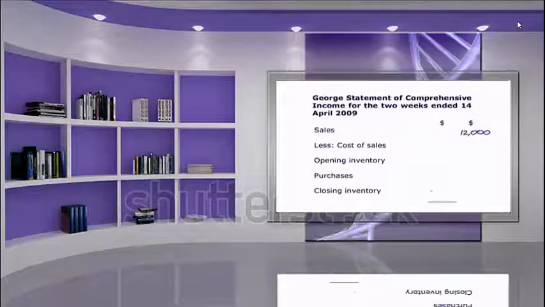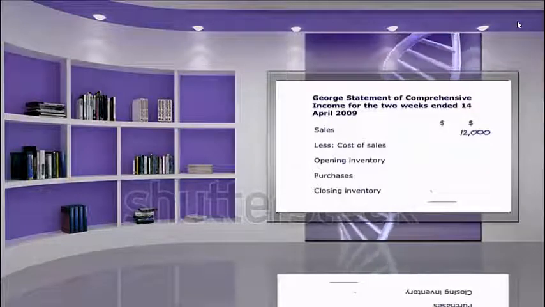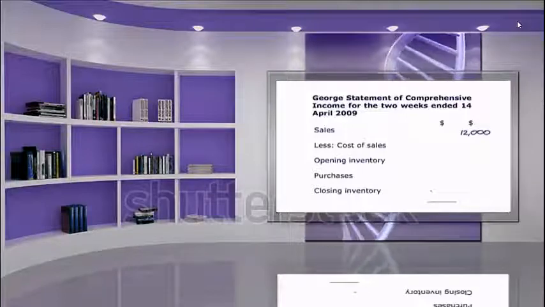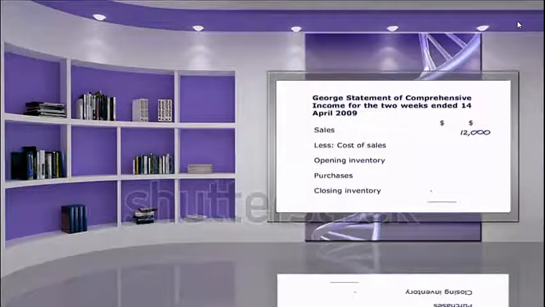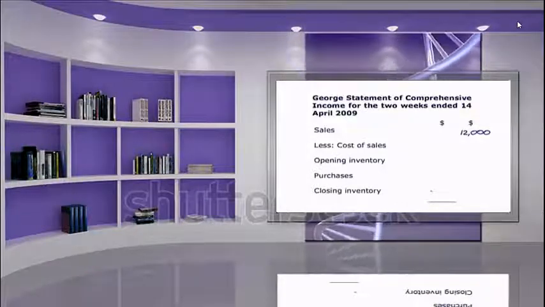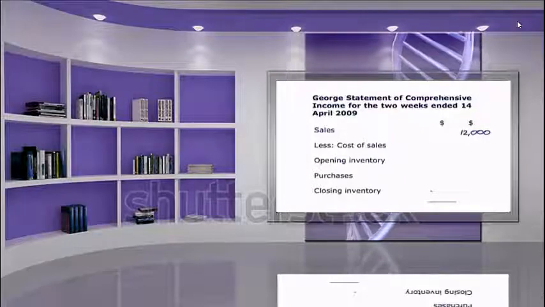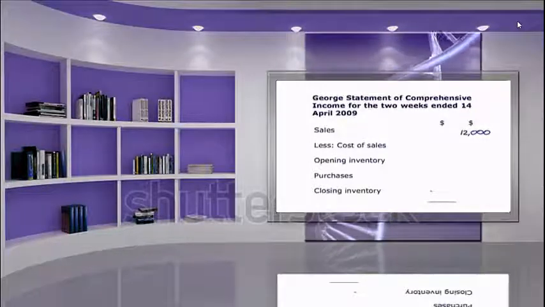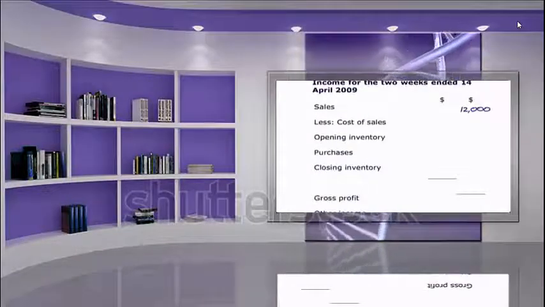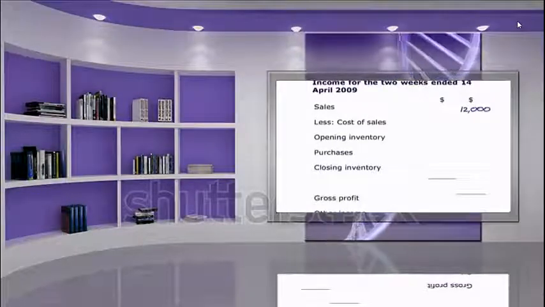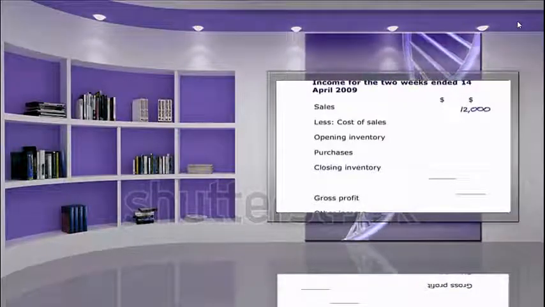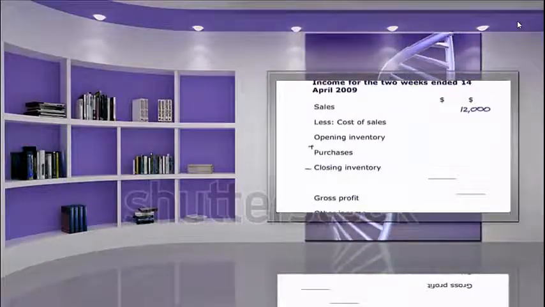Now, we have to match that sales revenue or income against the cost incurred in order to generate that sales income. And that is described as cost of sales. So less cost of sales. And that's a heading. Now, cost of sales is made up of three main components: opening inventory plus purchases minus closing inventory. Now, we'll start off with opening inventory.